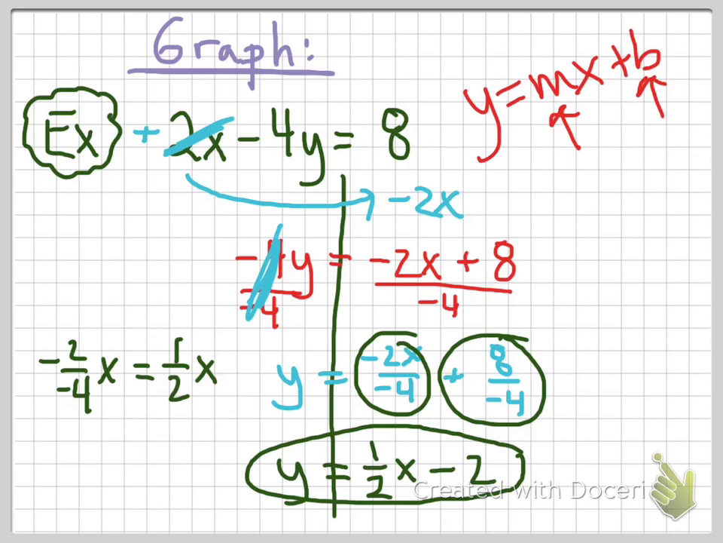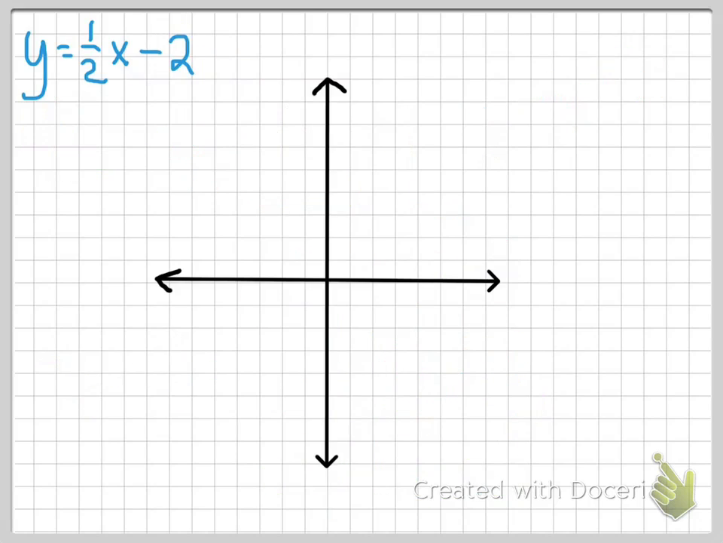So what we're going to do is we're going to set up an xy axis. So if you need to pause the video, do it so that you have time to draw your graph here. And y equals 1/2 x minus 2, we're going to go to the next page here, and we'll have this nice looking xy axis.